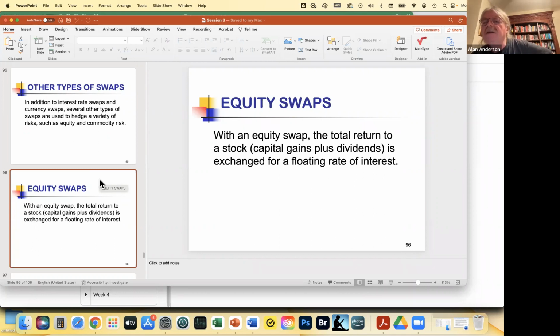So you might enter into an agreement to pay X dollars a year to a counterparty. And then if something goes wrong and your bond loses a lot of value, then you'll get a payment from the counterparty.